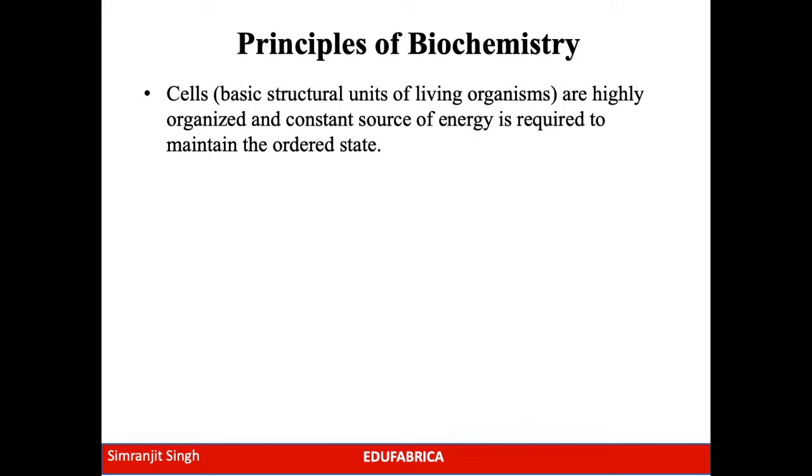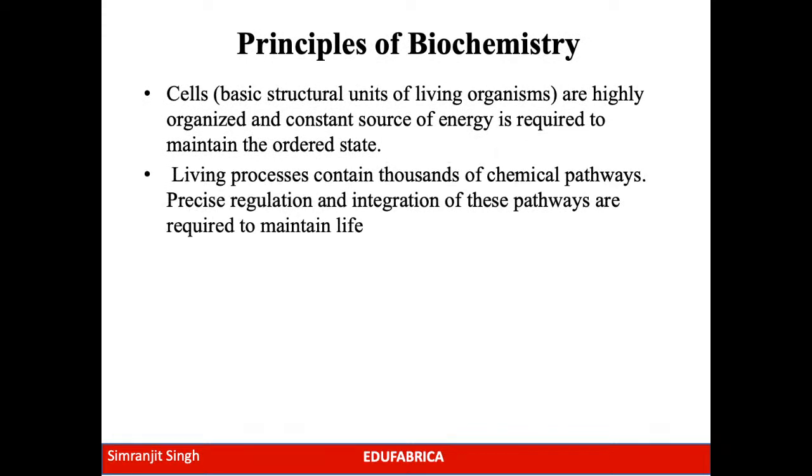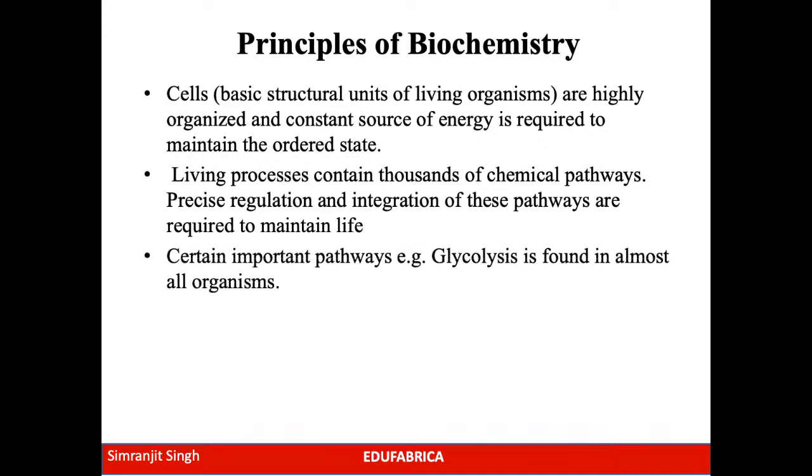So some principles in biochemistry. Cells are highly organized and a constant source of energy is required to maintain the ordered state of our DNA. Then living processes contain thousands of chemical pathways. Precise regulation and integration of these pathways are required to maintain life. Then certain important pathways, for example glycolysis, are found in almost all organisms.